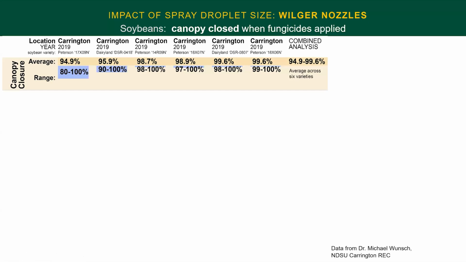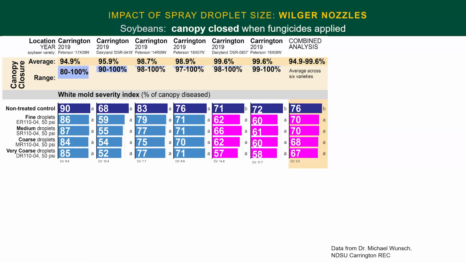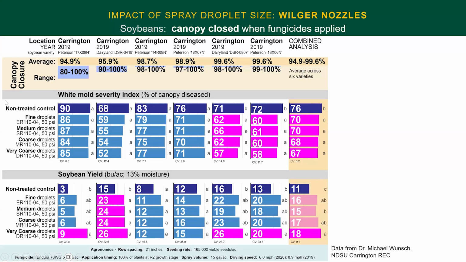And we're looking at the canopy closure of that crop. These were all measured at canopy closure of what we consider almost 95% and above. Next, we're looking at this white mold severity index, again across each of these different varieties, and we have a non-treated, we have fine droplets all the way up to a very coarse droplet size. Then we have soybean yield with the same treatments, again non-treated and from fine to very coarse.